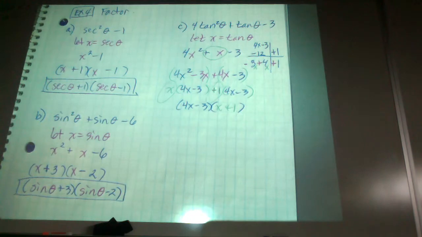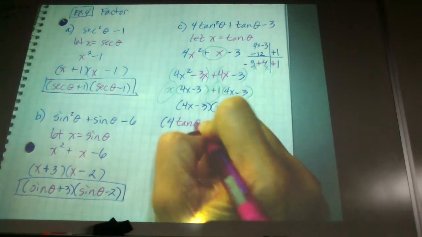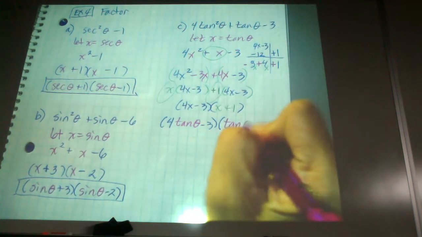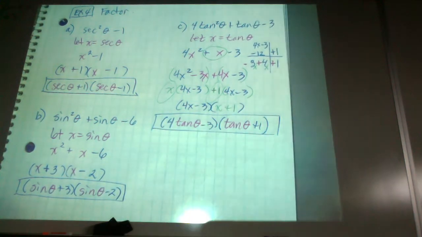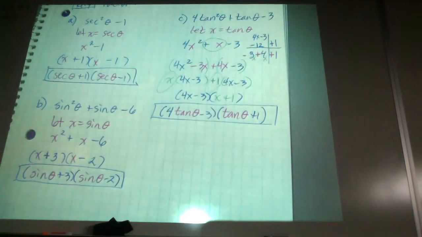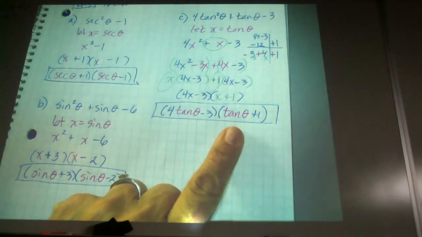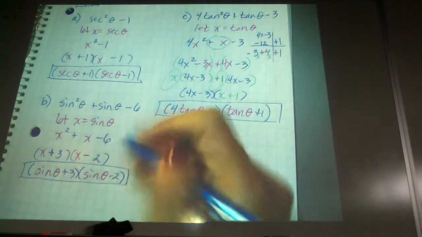But we're not done, because we reset it. Replace the x. So we have 4 tan of theta minus 3 times tan of theta plus 1. That is our answer. You okay with that? So you might, Sarah, have this one in front. Because you probably have the x in front. Maybe. That's fine. All right, let's do the last one, D.